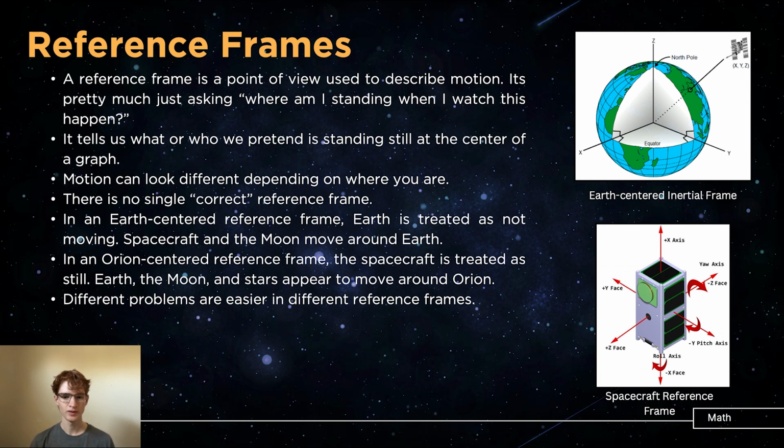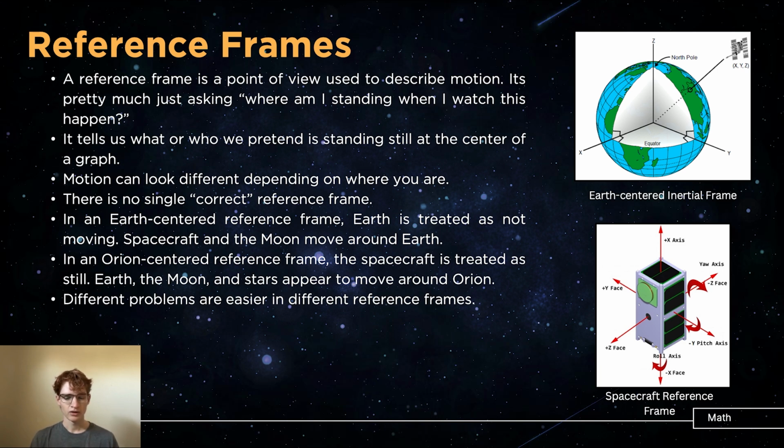A reference frame is basically a point of view used to describe motion. Another way to think about it is asking, where am I standing when I watch this happen? There's no single correct reference frame. Motion can look different depending on where you are. For example, in an Earth-centered reference frame, Earth is treated as if it's standing still, and it's placed at the center of the graph. The Moon and the spacecraft move around it.